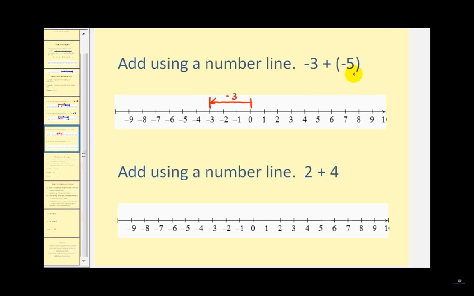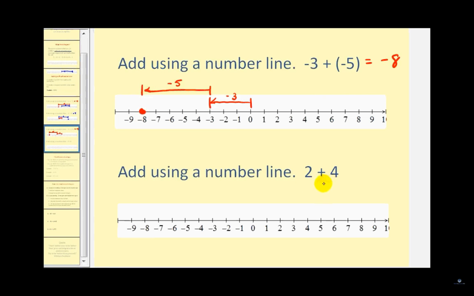And now we're going to add negative 5, so we're going to move 5 more units to the left, and we're going to end up at negative 8. So negative 3 plus negative 5 is equal to negative 8.